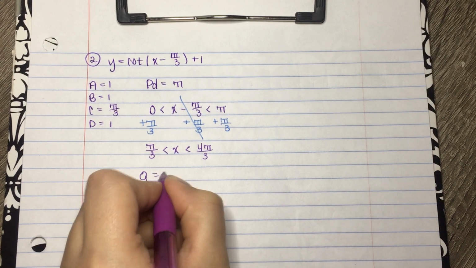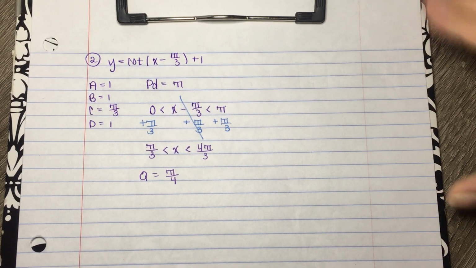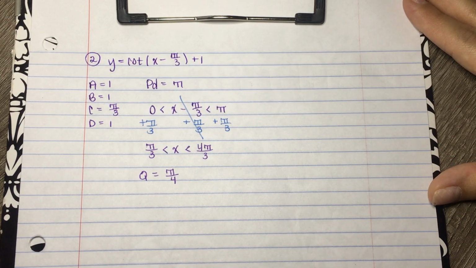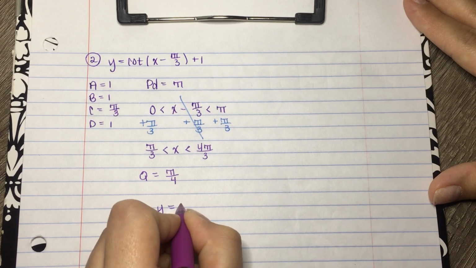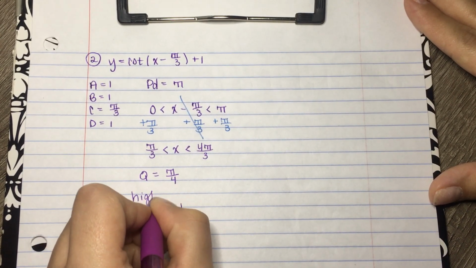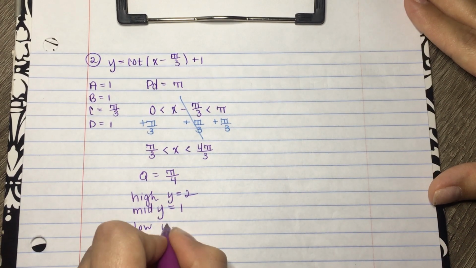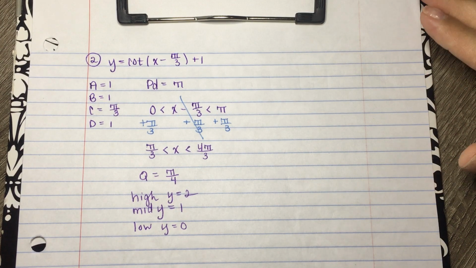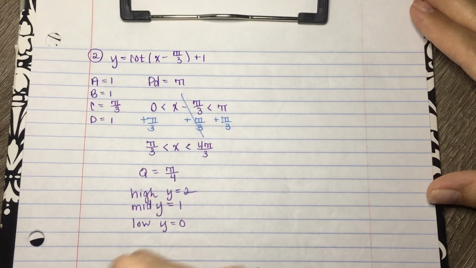Our quarters, we're taking that full period and dividing it by the 4 spaces between each key characteristic. And then lastly, we're going to solve for those lines here. We're going to do our midline, which is y equals d. We're going to do that high line, which means we're adding the amplitude, and we're going to do that low line, which means we're subtracting the amplitude. So you can see here we have a vertical shift up, and we also have a horizontal shift right. All right, now it's time to graph.